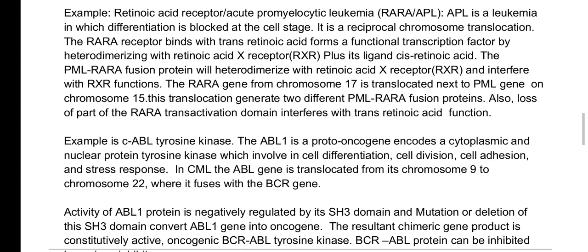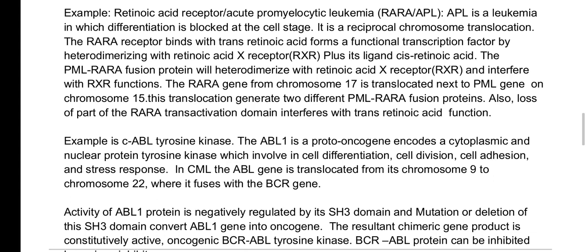The RARA receptor binds with retinoic acid, forming a functional transcription factor by heterodimerizing with retinoid X receptor plus its ligand, cis retinoic acid. The PML-RARA fusion protein will heterodimerize with retinoid X receptor and interfere with RXR functions. The RARA gene from chromosome 17 is translocated next to the PML gene on chromosome 15.